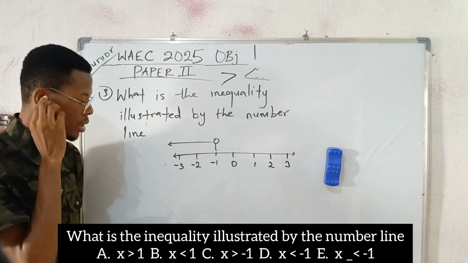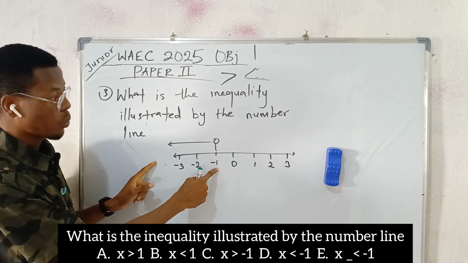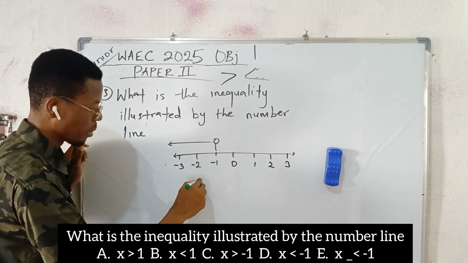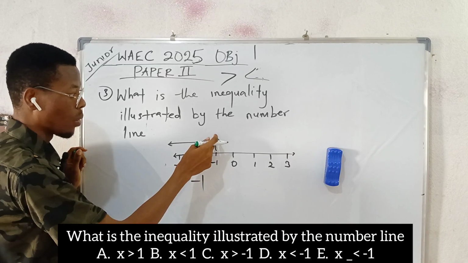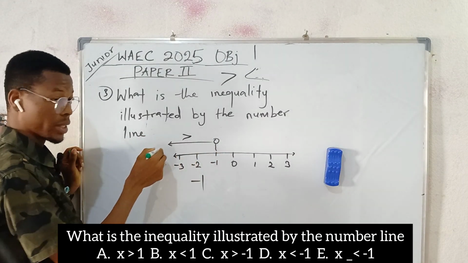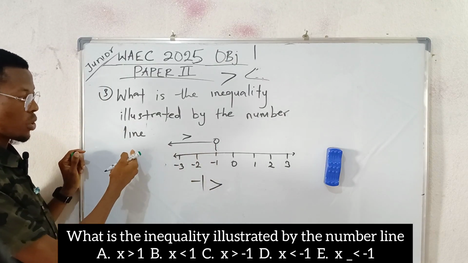So now look at where it is sitting, at -1. Then our arrow extends towards what? This side. That is greater than. Are you seeing it? Greater than. Then it extends towards infinity.